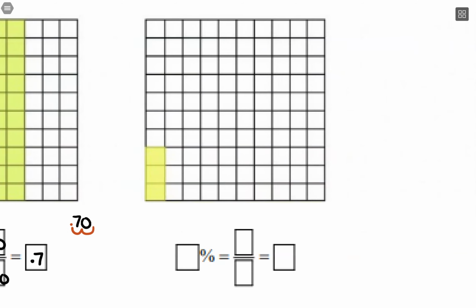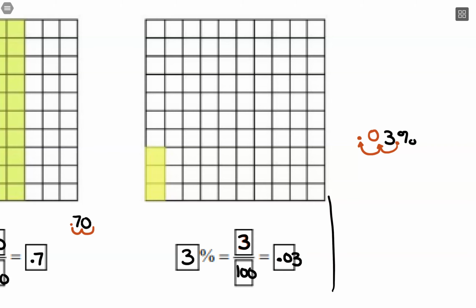Here we have 3 of the 100 squares filled in, which means that's 3%. Now for converting this to a decimal, 3%, our decimal place is right there. We're going to move to the left 2 spots, so 1, 2, which means we fill in the blank with a 0. So this is the same thing as 0.03.